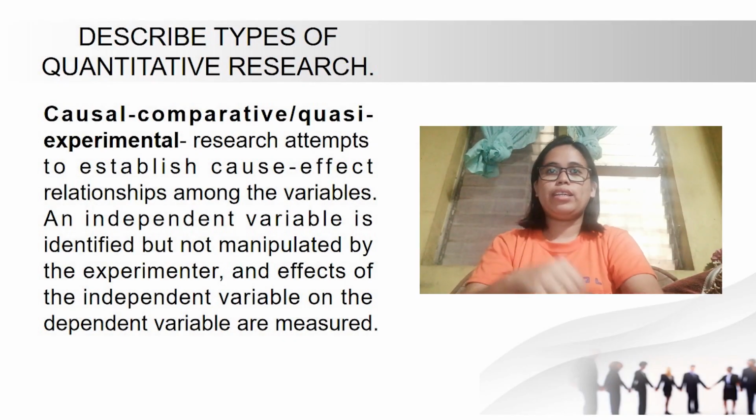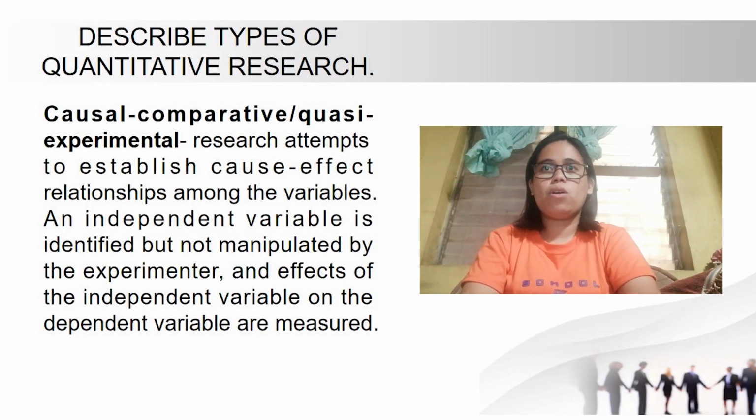The third one is causal-comparative or quasi-experimental. It is research that attempts to establish cause-effect relationships among the variables. An independent variable is identified but not manipulated by the experimenter, and effects of the independent variable on the dependent variable are measured.